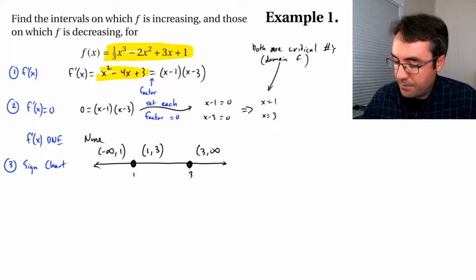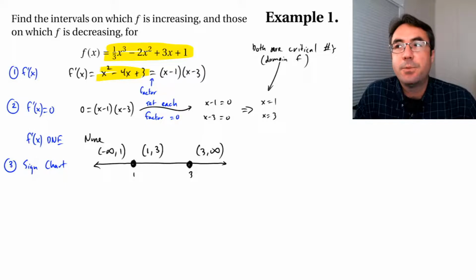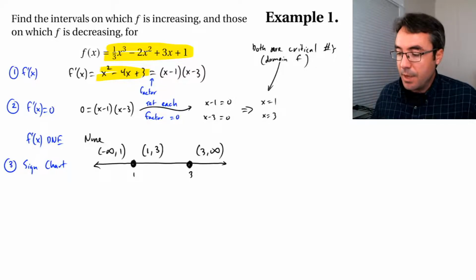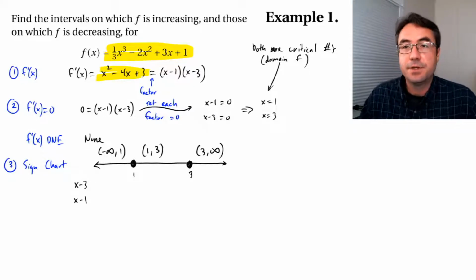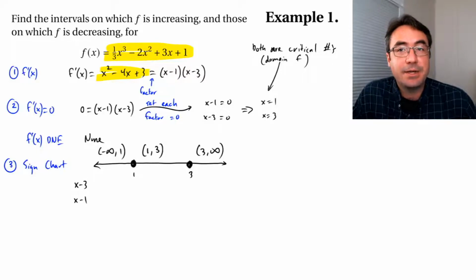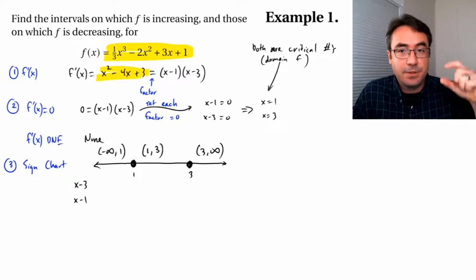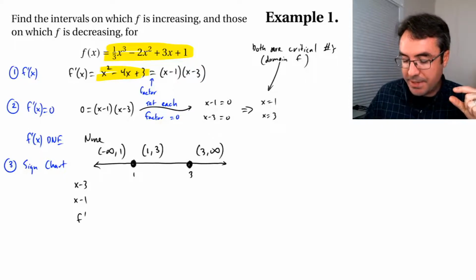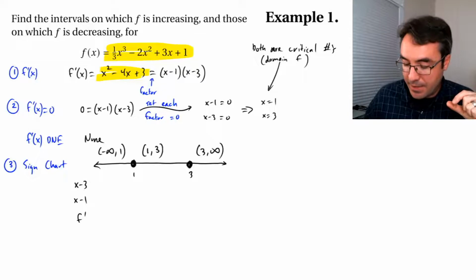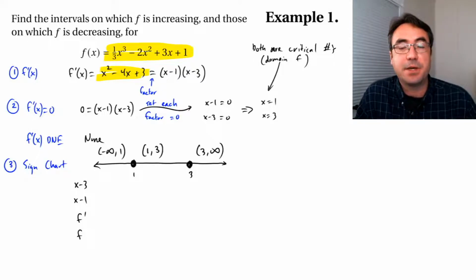So we have the interval from -infinity to 1. We have the interval from 1 to 3. And then we have the interval from 3 to infinity. And so on our sign chart, what we're going to do is we're going to look at each factor of our derivative. So we factored it. It was x minus 1 times x minus 3. So we're going to write down each of those factors and then see what that tells us about f prime, and then ultimately see what that tells us about f.